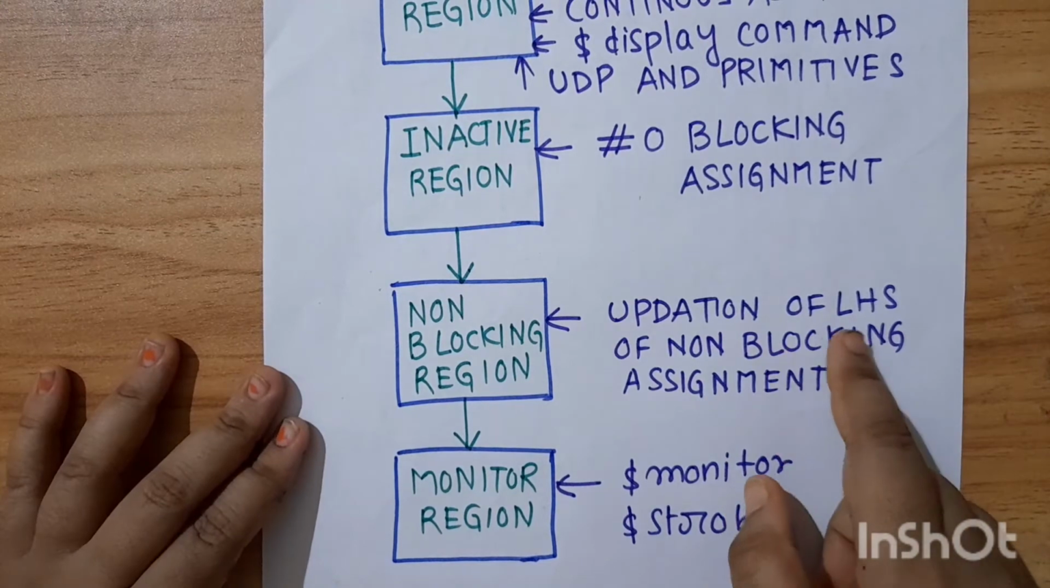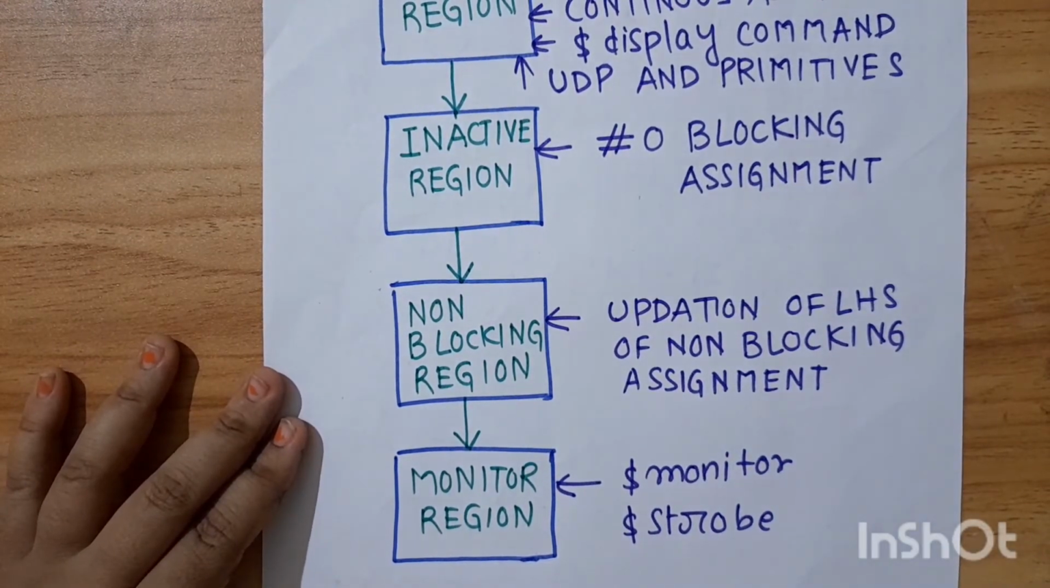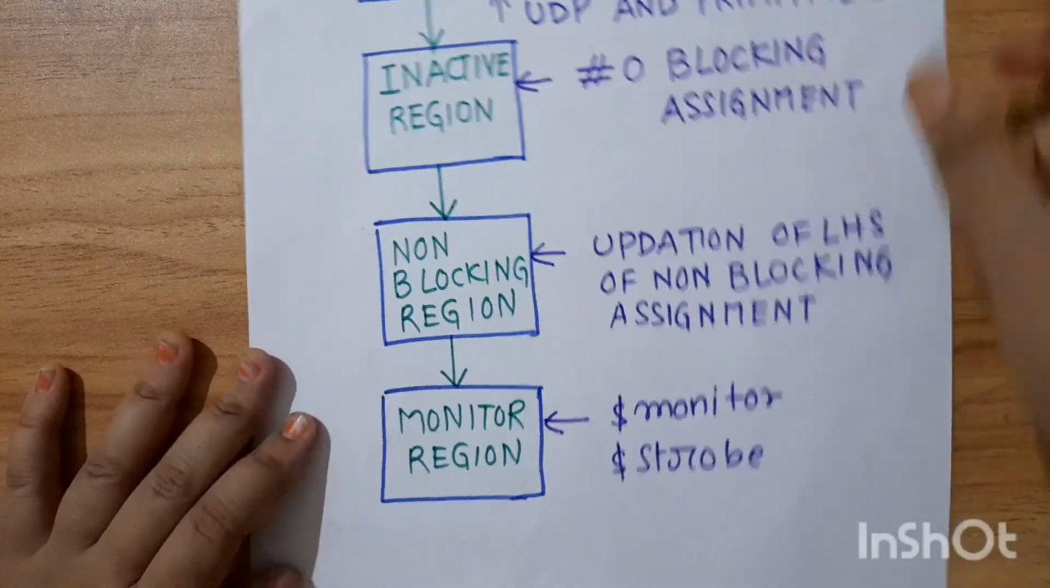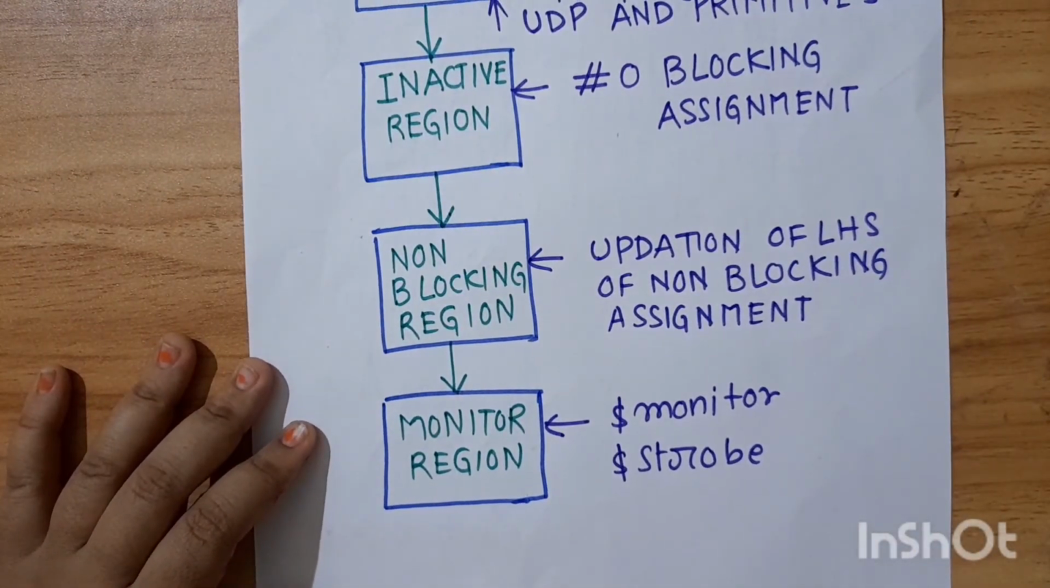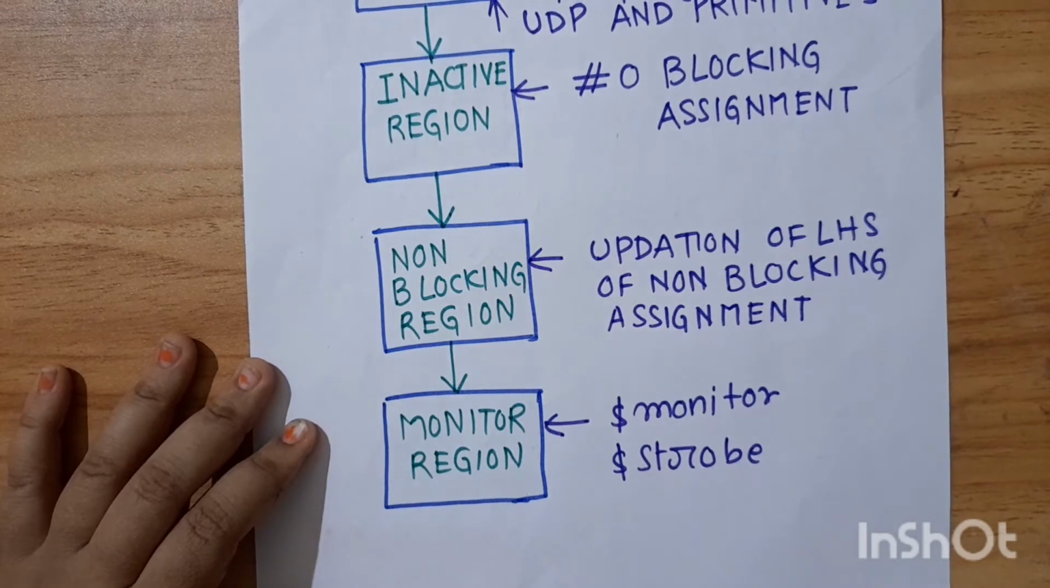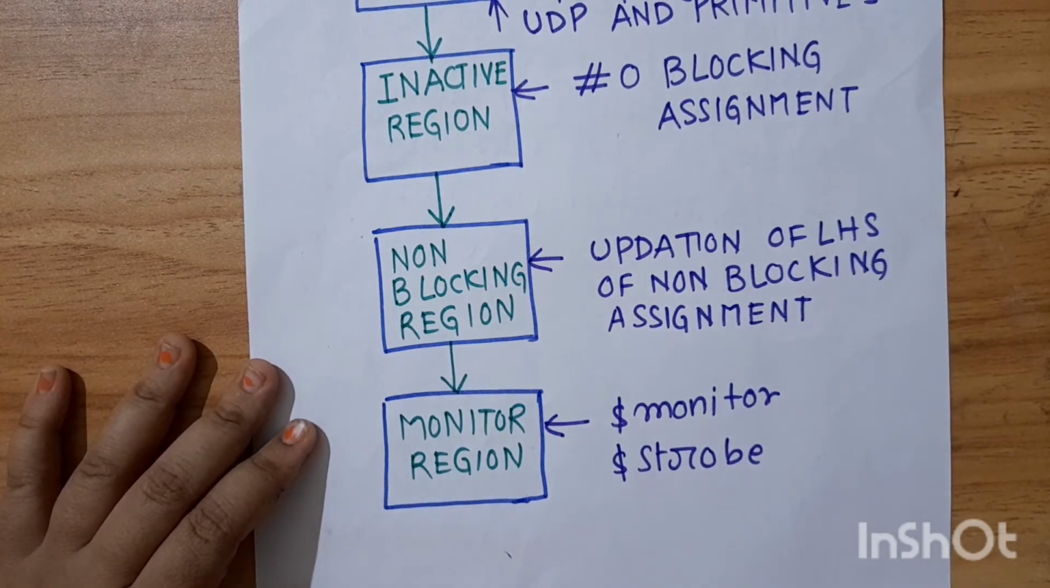So that is the updation of the left hand side of the non-blocking assignment. Whatever the right hand side values have been evaluated, that would be assigned to the left hand side in the next clock pulse. So that comes under the non-blocking region. And after the non-blocking region, at last come the $monitor and $display. So they come under the monitor region. So the monitor queue forms here.